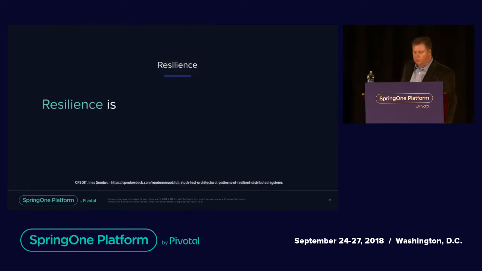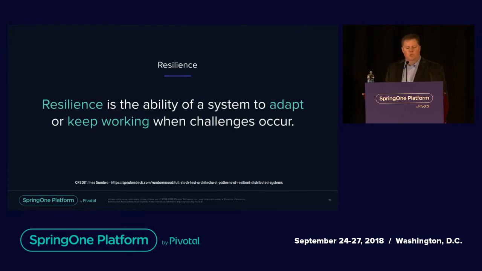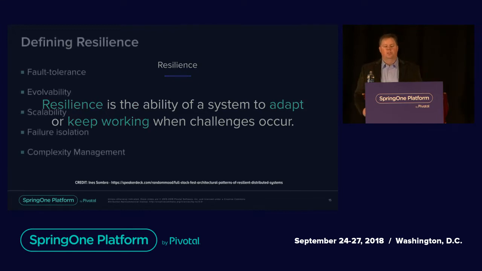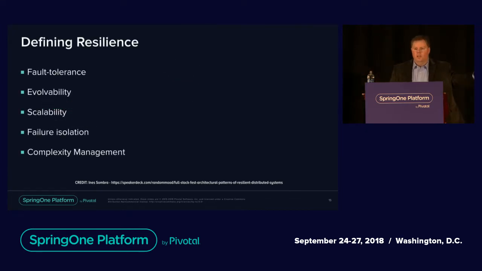So, another way of looking at resilience: ability of a system to adapt or keep working when challenges occur. What are the types of things that we're thinking about when we're thinking about resilience? Well, you've probably uttered words like fault tolerance, evolvability, scalability, fault isolation, management of complexity. These are the types of things that we're interested in. And these make sense, right? There's not a whole lot of deep thinking that we have to do to realize these are good things, and as we'll see a little bit later on, there are fairly well understood patterns that we can apply that will give us a leg up on achieving resilience.